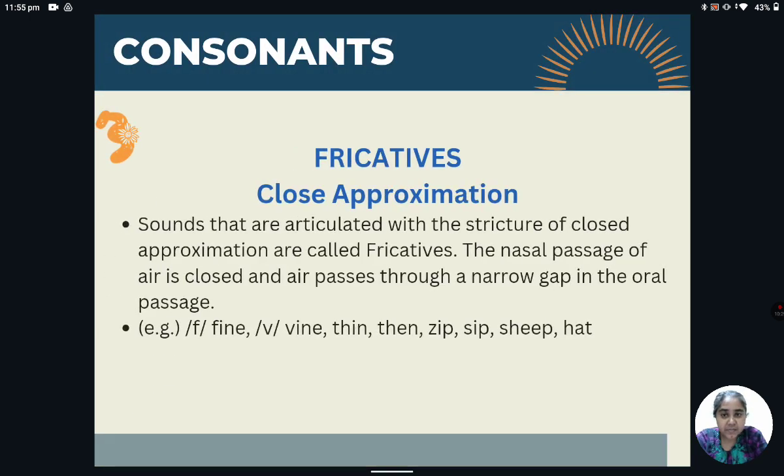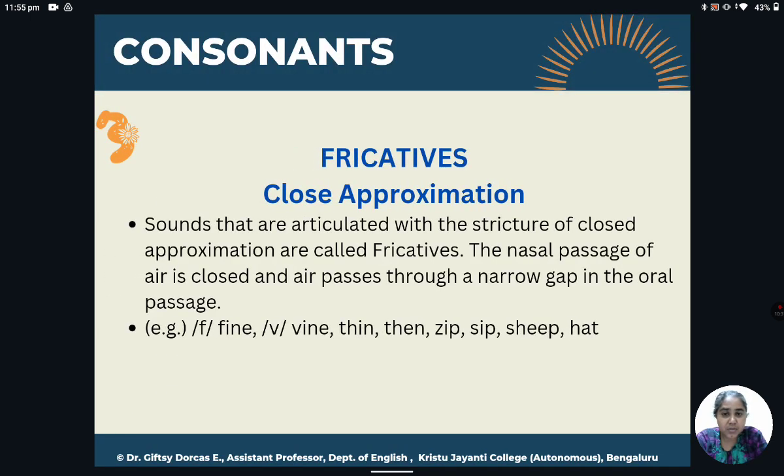Next we have the fricatives, which are also called close approximation. So sounds that are articulated with a stricture of close approximation are called fricatives. Here the nasal passage of air is closed and air escapes through a narrow gap in the oral passage. So sounds like f in fine, v in vine, th in thin, th in then, s, z, sh, zh and h are all fricative sounds.